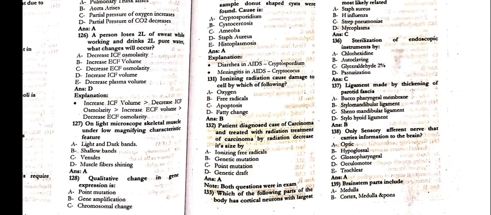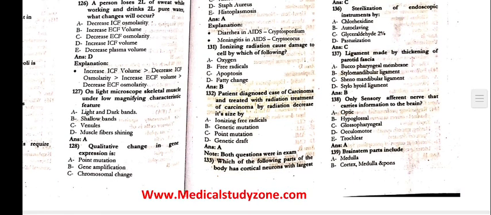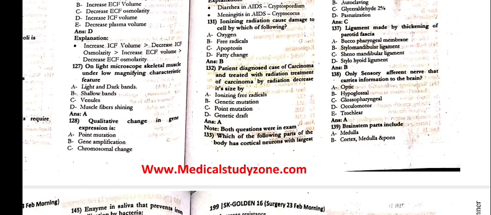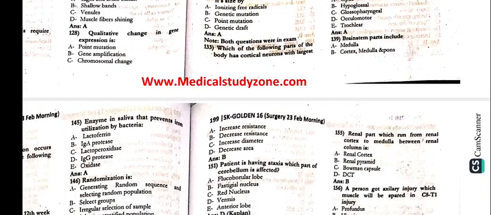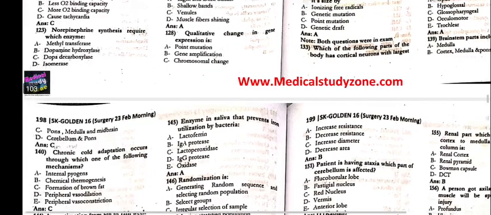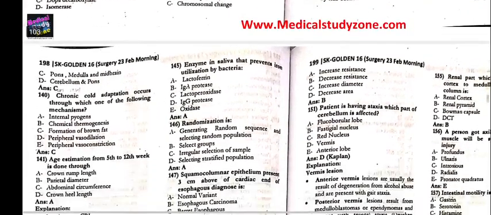136, the sterilization of endoscopic instruments is by glutaraldehyde. Instruments are more, so it is 2%. If it would have been floored, that must be 1%. Okay. 137, ligament made by thickening of the parotid fascia, that is the stylomandibular ligament. 138, only sensory afferent nerve that carries information to the brain is the optic. 139, the brainstem parts include the pons, medulla and the midbrain.